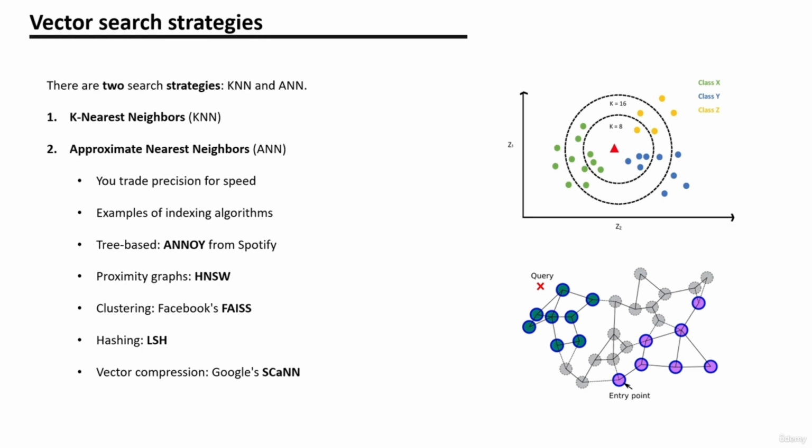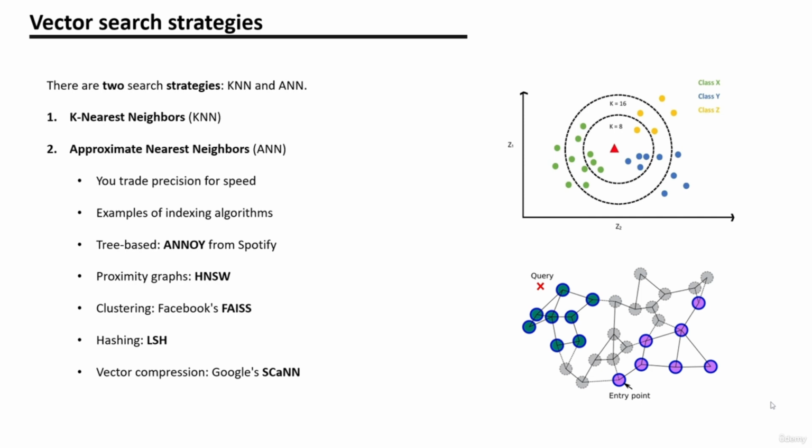Among these algorithms, tree-based methods, like Annoy by Spotify, stand out, alongside proximity graphs, clustering systems, LSH systems, and product quantization systems spearheaded by FAISS, developed by Facebook. Hashing and vector compression also play significant roles, with the SCAN algorithm developed by Google leading in vector compression. In summary, we have two distinct search strategies: nearest neighbor search and approximate search. The former is more accurate, and the latter is faster, albeit less accurate.